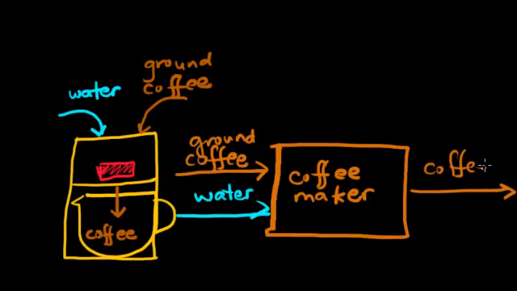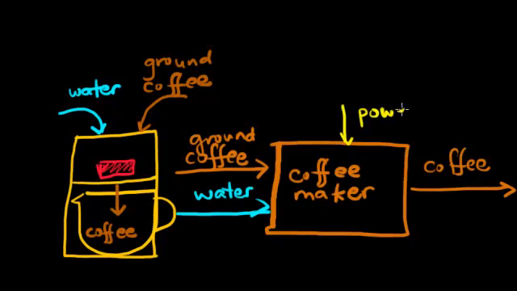Our coffee maker needs power to operate as well, but we often ignore the power connection when drawing block diagrams. We assume the power is given.